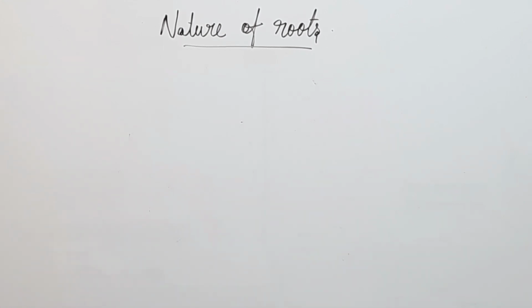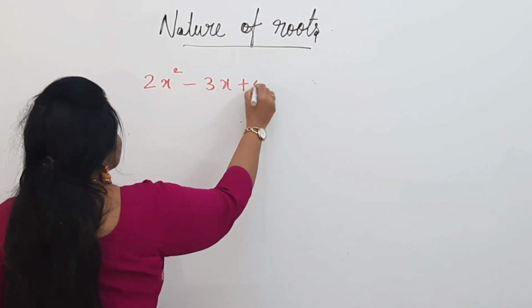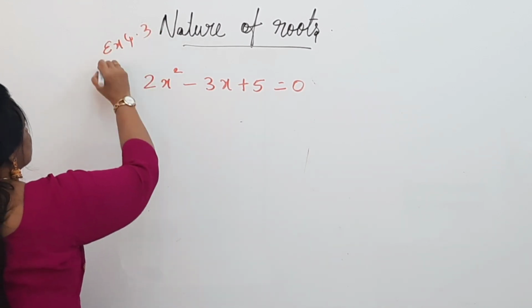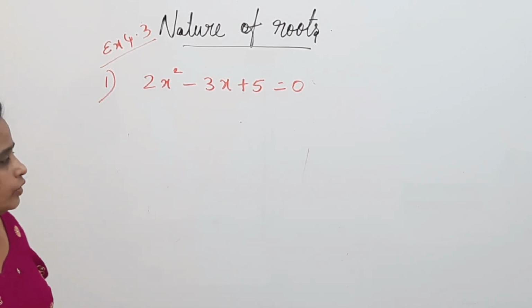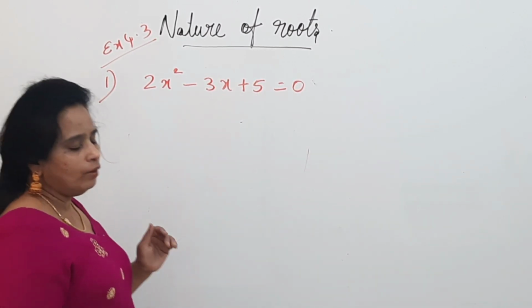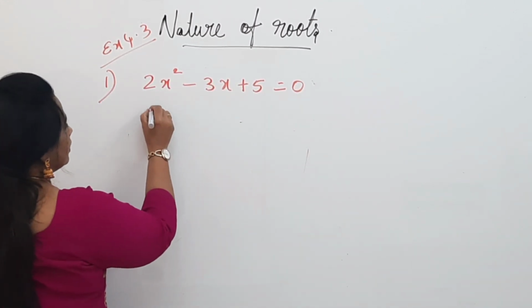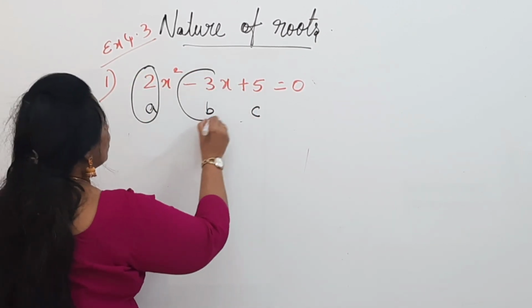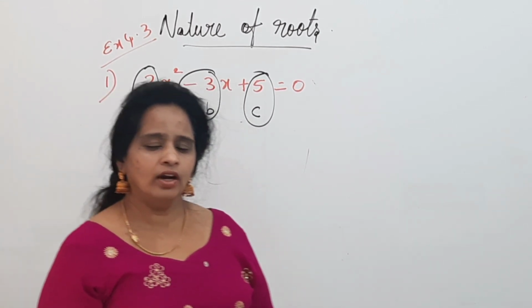Now let me take my equation. The equation is 2x square minus 3x plus 5 is equal to 0. This is exercise 4.3, the first question. So find the nature of roots. Now I am going to find. Before finding, I would like to invite my students first to write what is a, what is b, what is c. Very important. So you will not make mistakes in substituting the values.